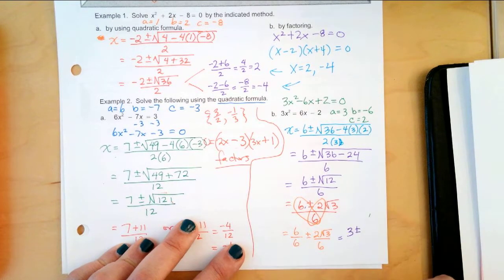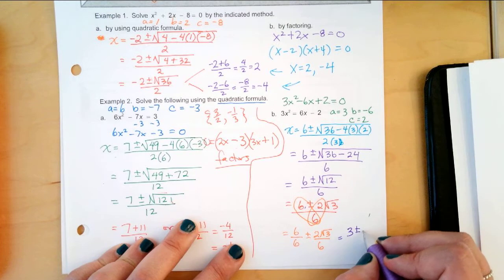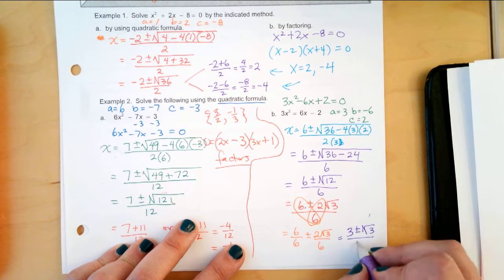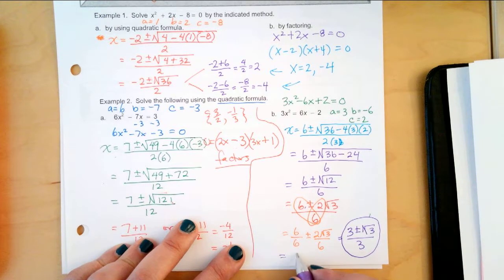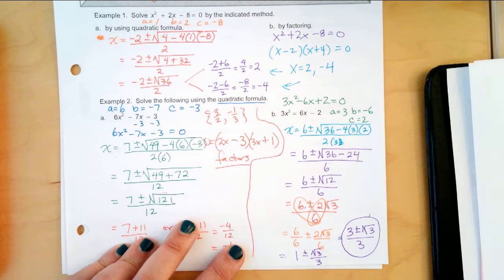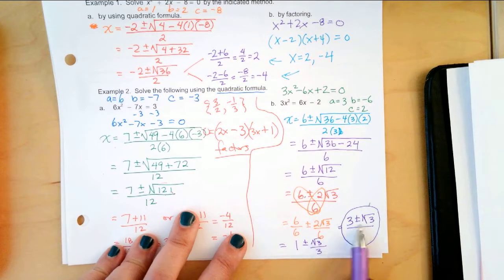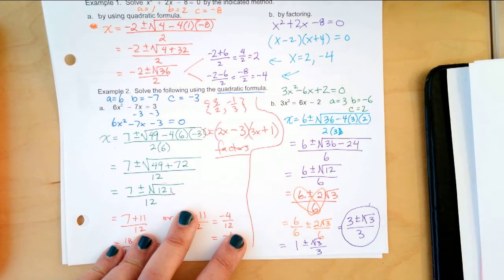2 goes into 2 how many times? Yep, so leaving radical 3 over 3. This is the simplified answer. It could also be simplified as 1 plus or minus radical 3 over 3. But you see, if I wanted to add these back, I would need a common denominator, hence the 3 over 3. Okay, so this is how we would simplify.